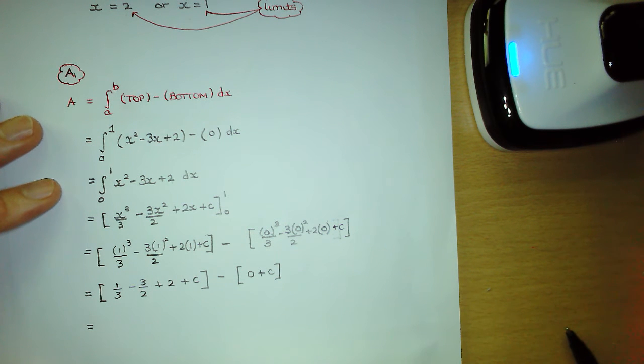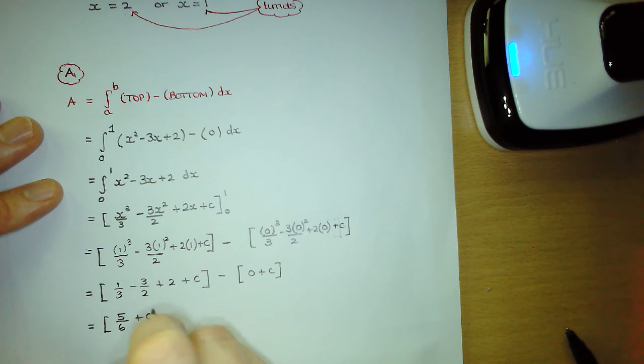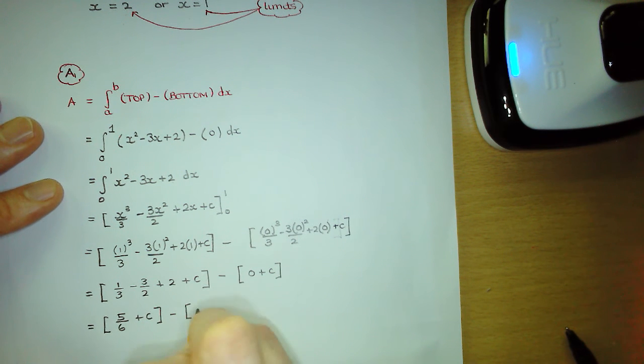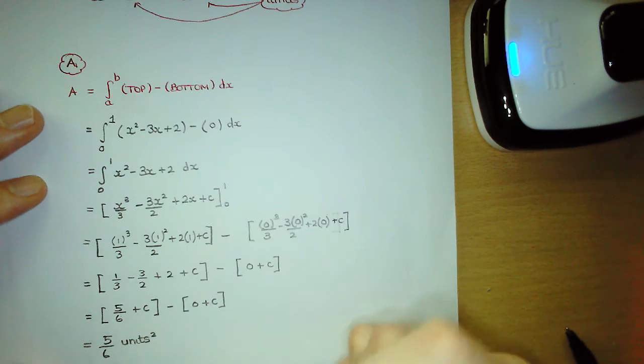So go to our calculator, tidy up first bracket. So we've got 1/3 minus 3 over 2, and then we're adding on 2. So that's going to give us 5/6. So we've got 5/6 plus c, and then we're subtracting nothing plus c. So again, the c's always cancel out, so we're just left with 5/6 minus nothing, which is just going to give us 5/6 units squared. So we've worked out the area of A1.